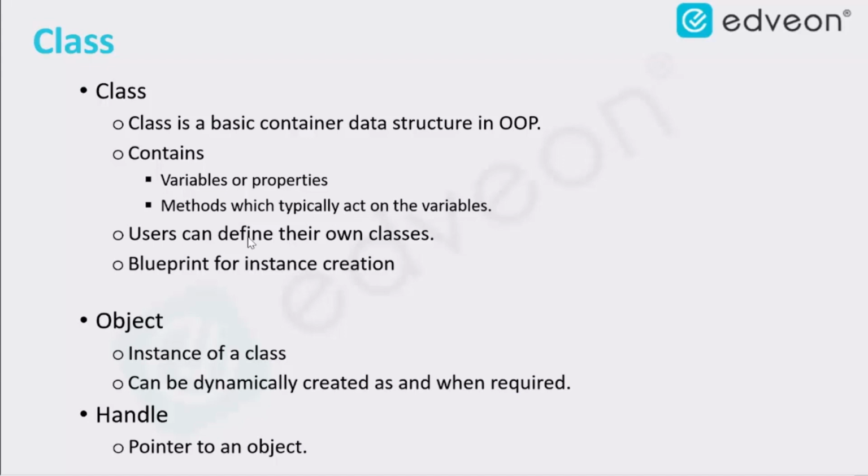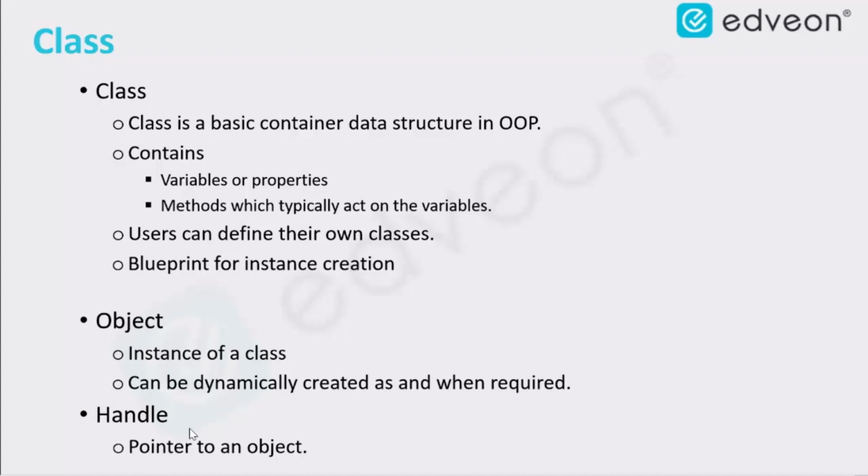So users can define their own classes. Class can be thought of as a blueprint for instance creation. So a couple of other terminologies we are introducing. Object. Object is an instance of a class. Objects can be dynamically created as and when required. And System Verilog has garbage collection. So when an object is not in use, it is automatically destroyed.